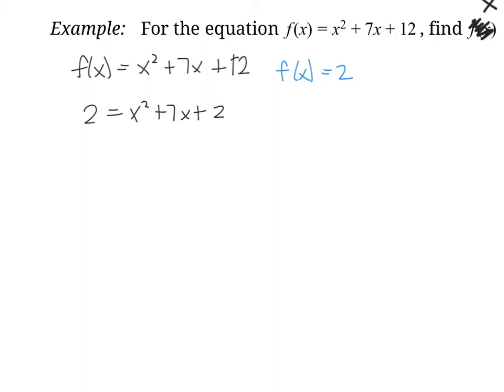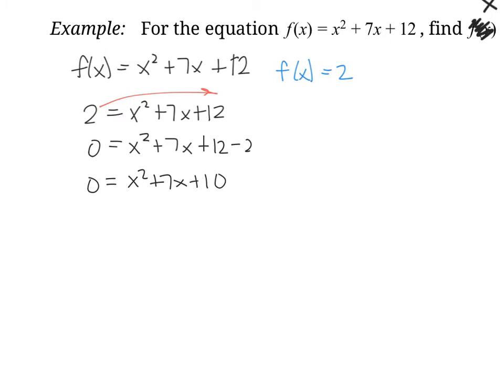To factor, just like when we graph, it's much easier if we make sure that one of the sides is equal to 0. So we're going to bring that 2 onto the other side. We've got 0 equals x squared plus 7x plus 12 minus 2, which is going to be 10. So we have 0 equals x squared plus 7x plus 10. And now we're just going to factor this by sum and product. So we're looking for two numbers that multiply to 10 and add to 7. And those two numbers are going to be 5 and 2. So we're going to break this up into our factors. So we have x plus 5 and x plus 2.